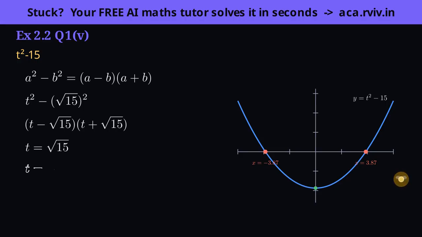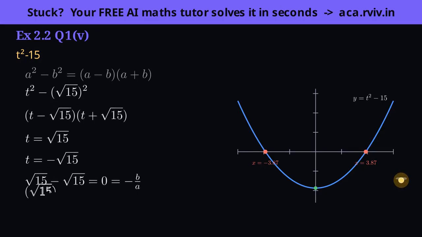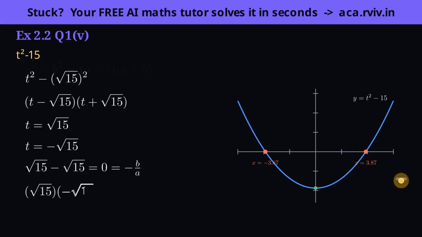Set the second to 0, t equals minus root 15. A matched pair. Verify the sum. Root 15 minus root 15 is 0, and minus b over a is 0 since there's no middle term. Verify the product. Root 15 times minus root 15 is minus 15, equal to c over a. Confirmed.